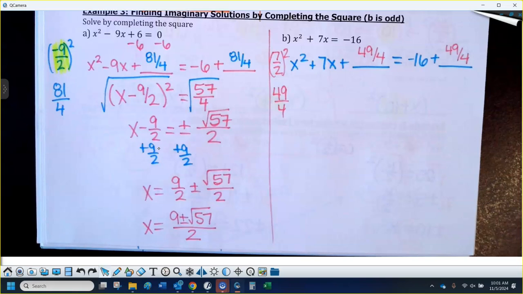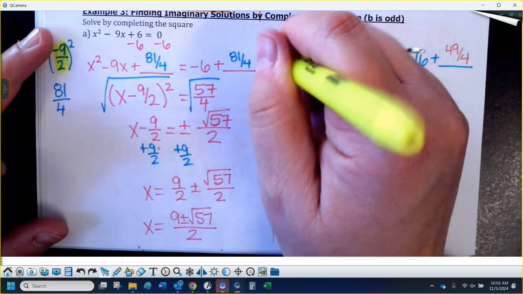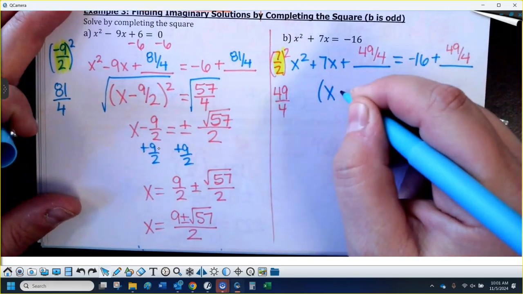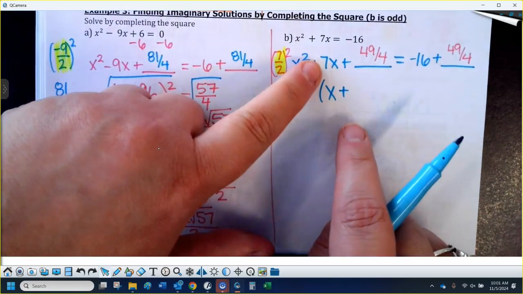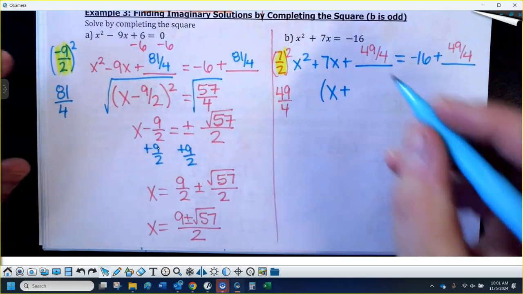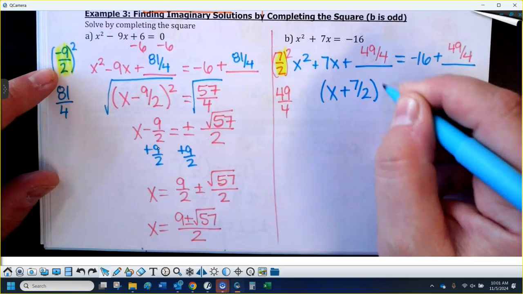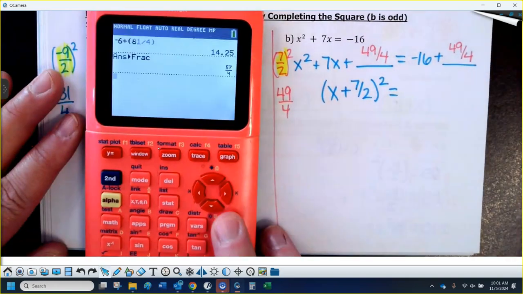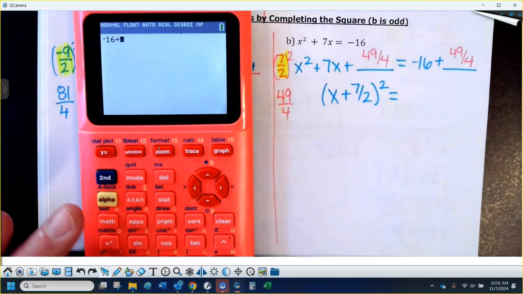Alright, now, I swear to you, whatever you square, that's going in the factor with the x, so I squared 7 over 2. So the factored form of this should be x plus, right, if the b value is positive, the factor should also be positive, 7 over 2 squared. On the other side, we actually have to add that 49 over 4 to the negative 16.